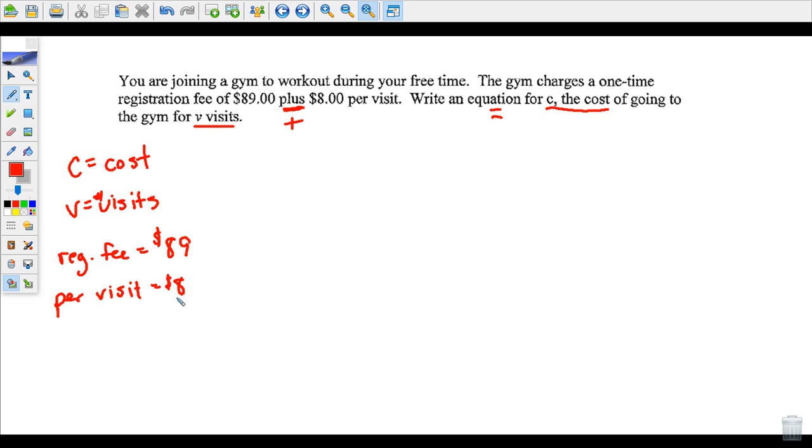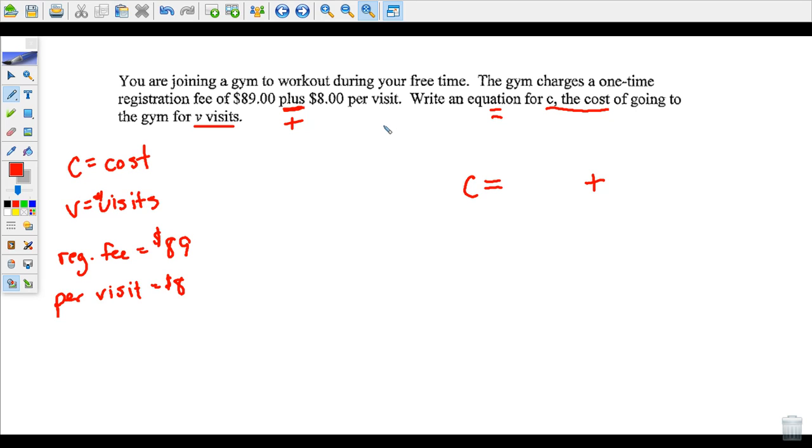So I think we can start putting an equation together. Again, I like to start with the equal sign and what it equals. So we're writing an equation for C. So we're trying to determine the cost. So C equals, on the other side of my equal sign is the information it gives me to figure out the cost. So that's all the money. We have this $89, just a flat one-time fee. They're not paying this every visit, it's just one time. Plus, we know we're going to have an addition problem, $8 per visit.